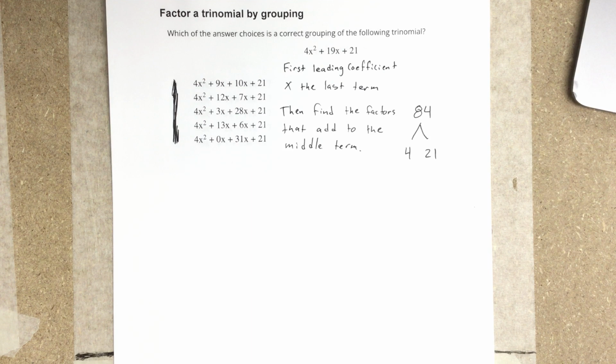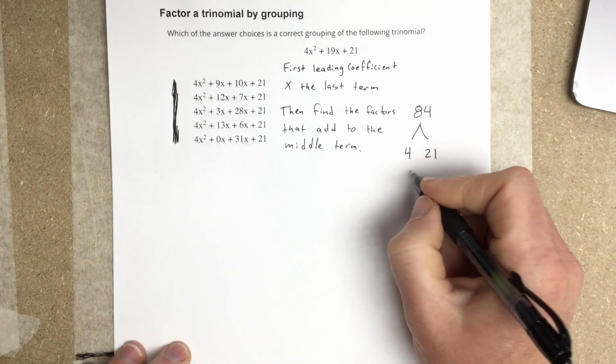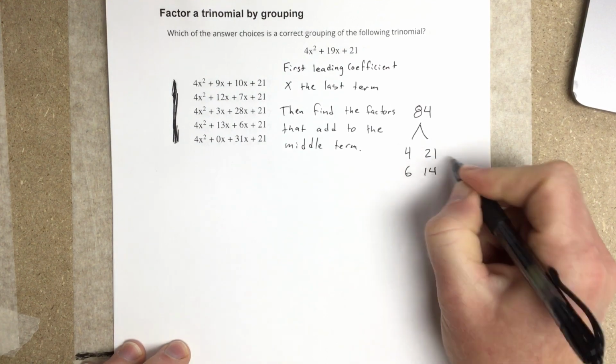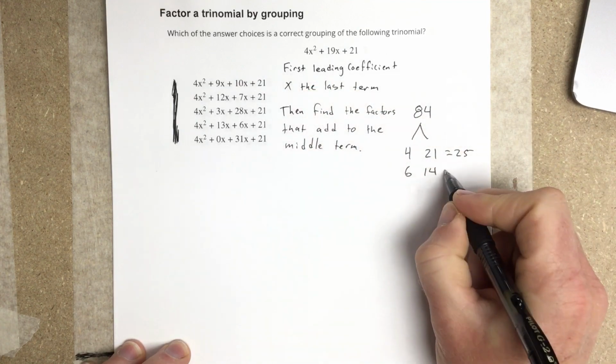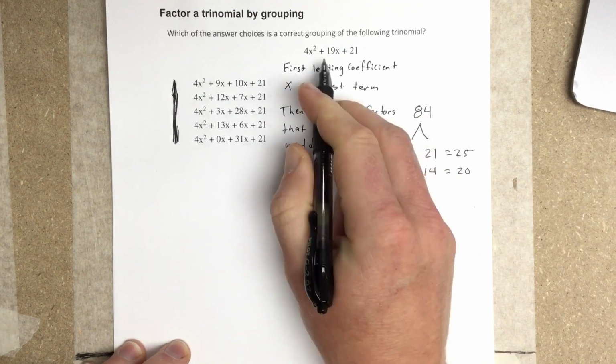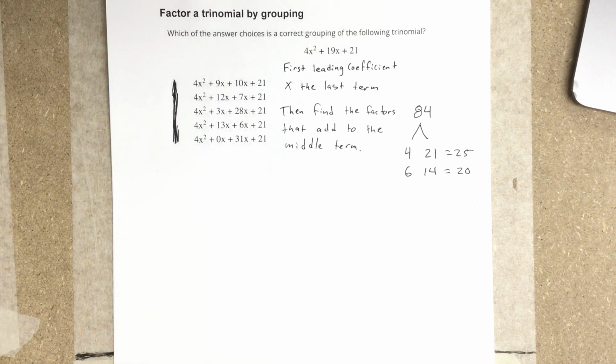Let's see, 84 divided by 6 is 14. So we got 6 and 14. Let's add these as we go. That's 20, not 19. So let's do 84 divided by 7. That's 7 and 12.